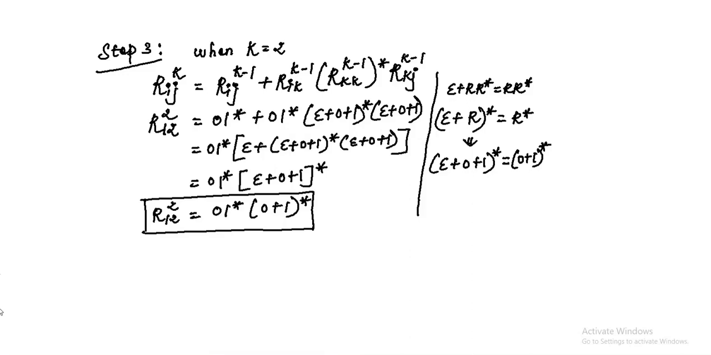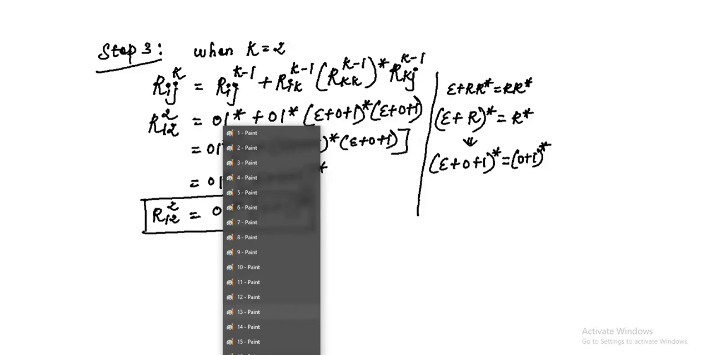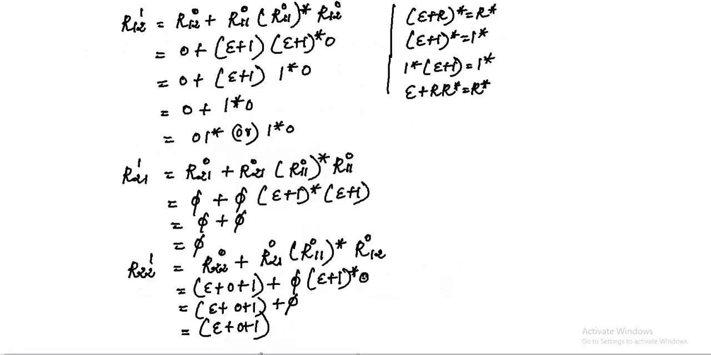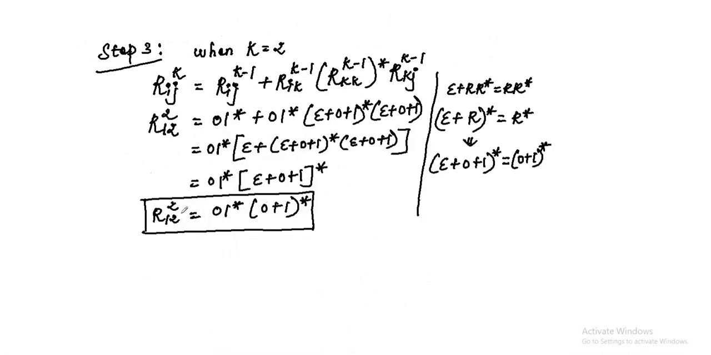Coming to the next step 3, when k equal to 2. When k equal to 2, look at the question. In this question, R12 raised to the power 2. When k value is 2, you directly find out R base 12 raised to the power 2. You no need to find out R11 combination or R21 combination R22, because in the first step we already found those values. Then you directly find out the value of R12 raised to the power 2. Here I value is 1, J value is 2 raised to the power 2.